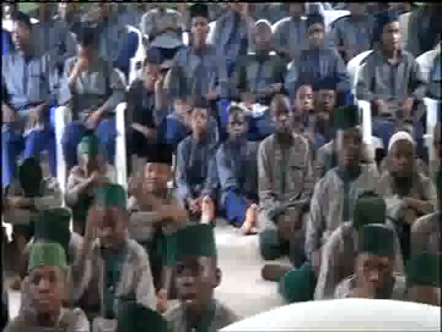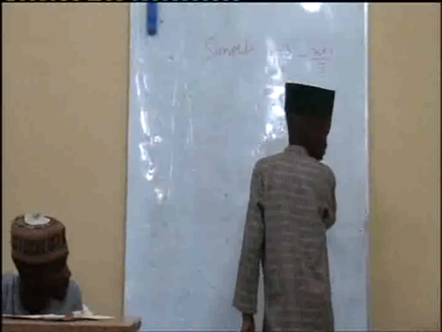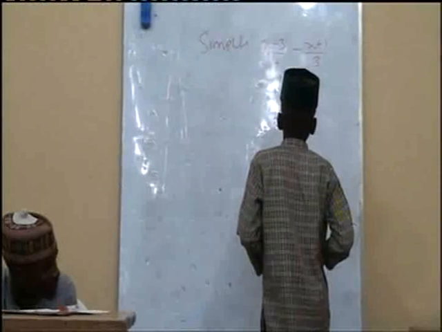So there is the question, and the group members should always be vigilant. If you see anything that requires your intervention, you can always go and help your group member. The question is still there, saying simplify x minus 3 over 4 minus x plus 1 over 3. Group members can always be vigilant to see if there is need to help.